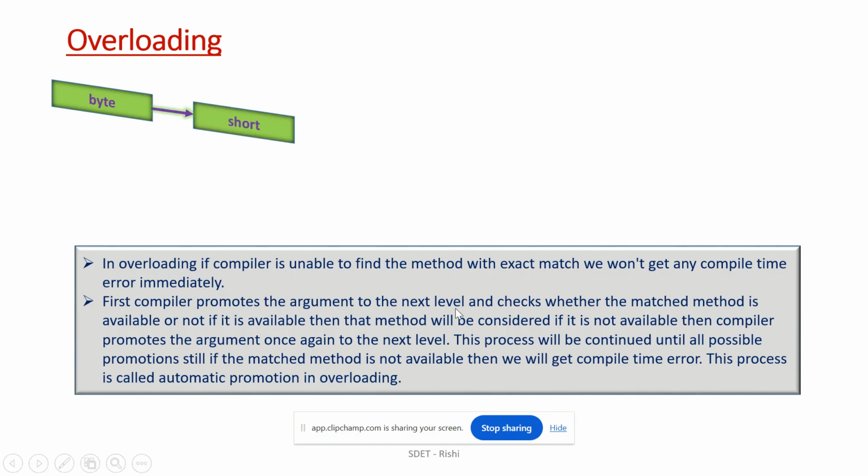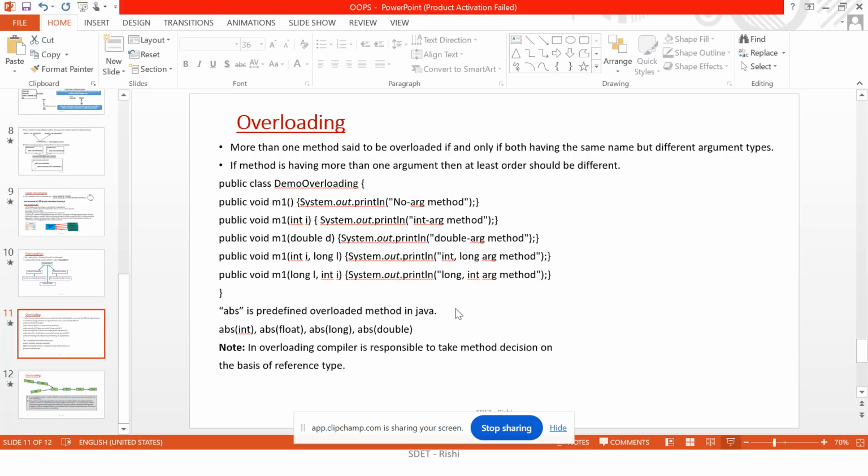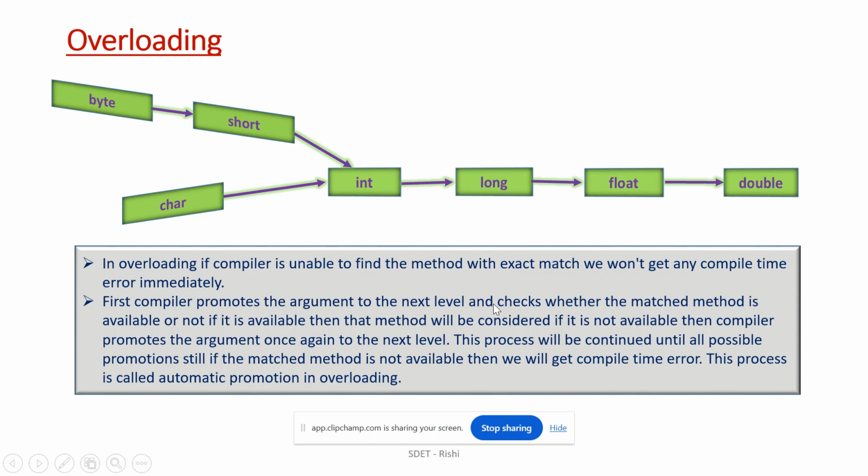So see, byte is promoted to short, then short is promoted to int. If we are accepting a char, then char will be promoted to int, then int will be promoted to long, long will be promoted to float, float will be promoted to double. So in this way it will happen. This is how we can see the promotion in overloading. Okay, thank you so much.